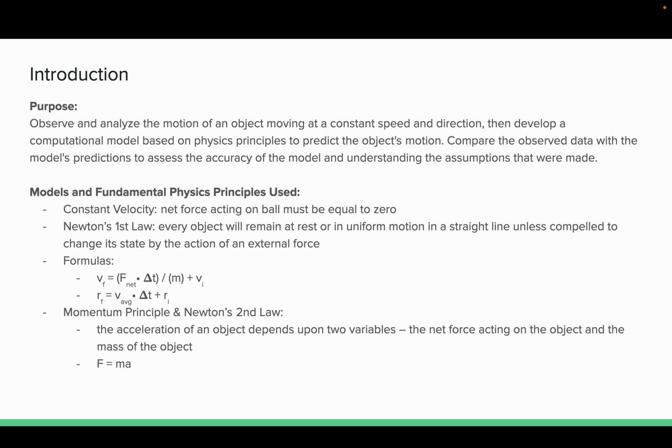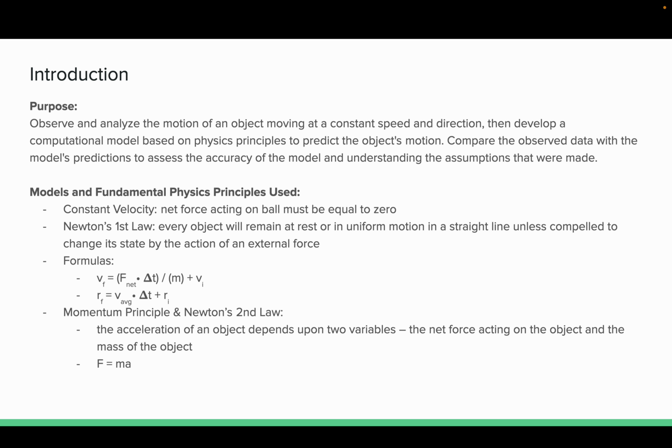Purpose. The purpose of this lab is to observe and analyze the motion of an object moving at a constant speed and direction, therefore constant velocity, and then develop a computational model based on physics principles to predict the object's motion. Then I'm going to compare the observed data with the model's predictions to assess the accuracy of the model and understand the assumptions that were made.